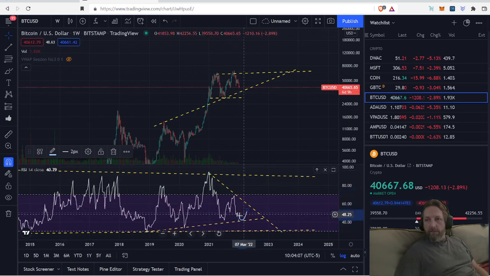And let's see, let me get rid of this line. I'm expecting it to come up, have a little hit off of that, come back down. When we get this break here, the price can continue to move lower.